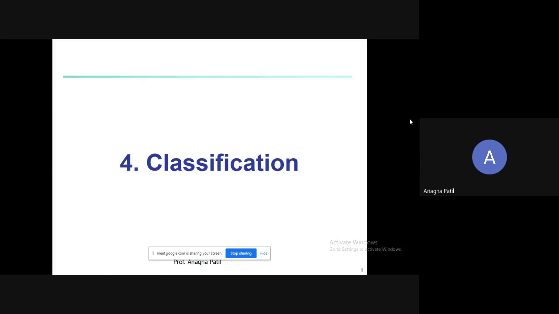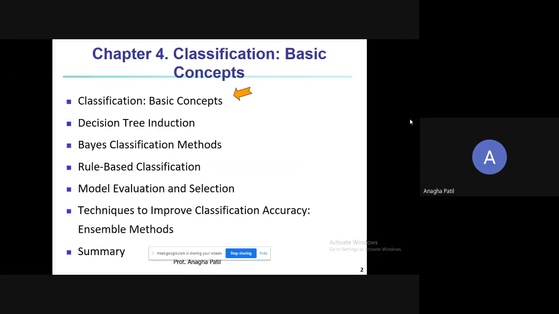Hello everyone. Now we are going to see a most important data mining algorithm, that is classification. In this particular video, we're going to see what are the basic concepts behind classification. Then we are going to learn the classifiers like decision tree, Bayesian classification, and rule-based classification. And at the end, we're going to see which classifier would be best and how can we improve the accuracy of the classifier.